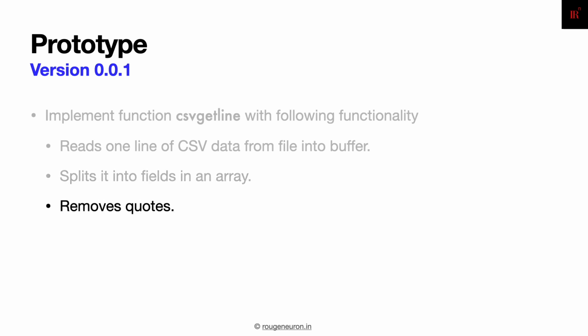The function needs to remove the quotes from the input which it has read into the buffer. After the above steps have completed, the function needs to return the number of fields that were present in the line that was read from the file. And that's what the function's behavior is expected to be.